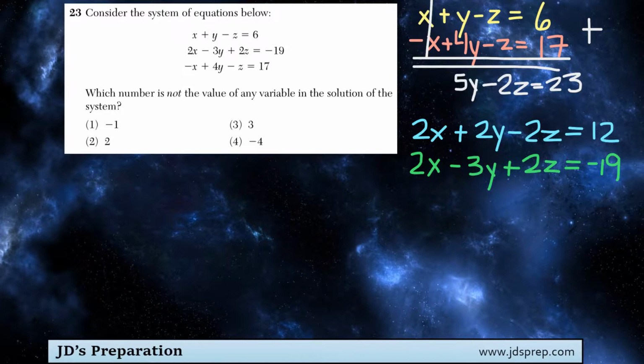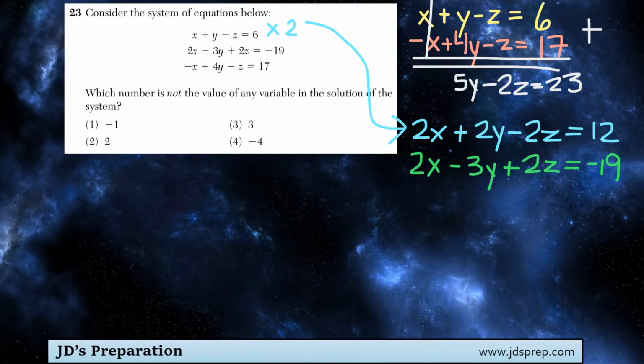Now the next thing we want to do is pick 2 different equations and find a way to combine them together to again eliminate our x variable. So what I did here is I took the top equation and multiplied everything by 2. And you can see over in the blue here what it became: 2x plus 2y minus 2z equals 12.